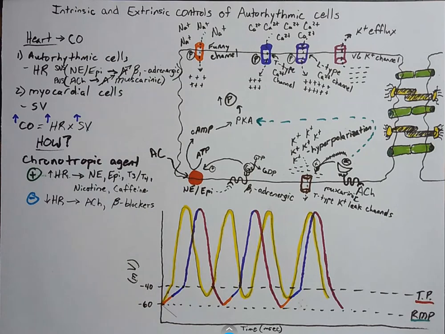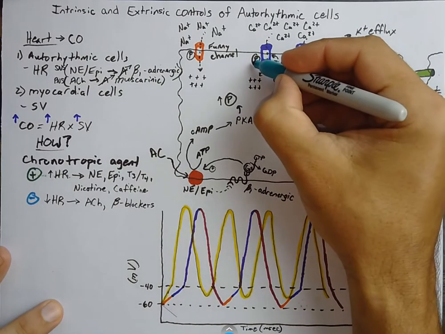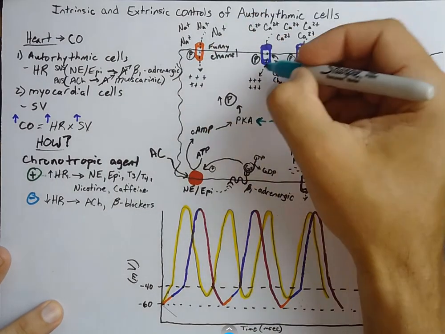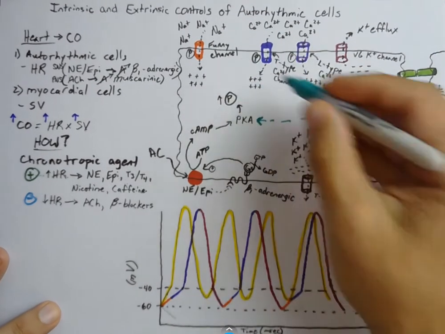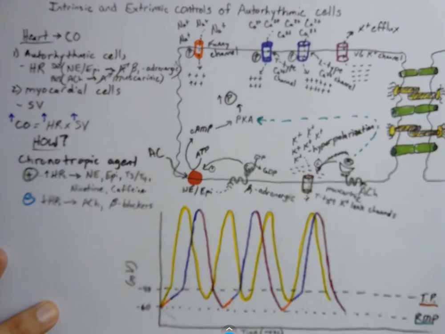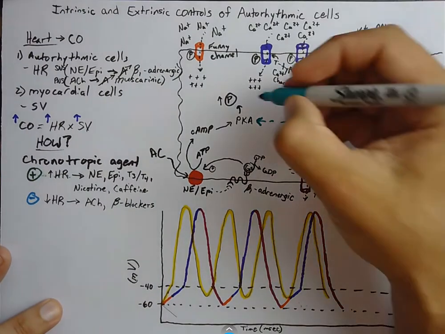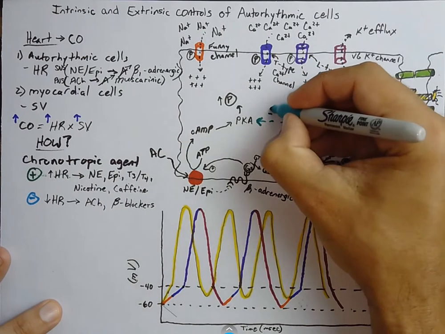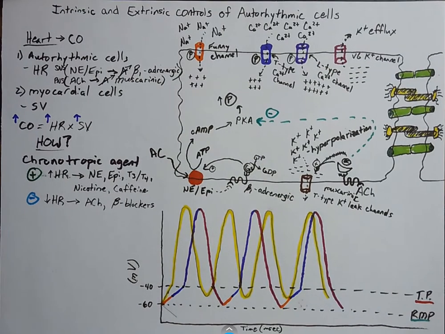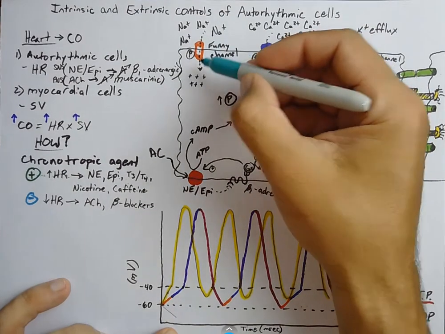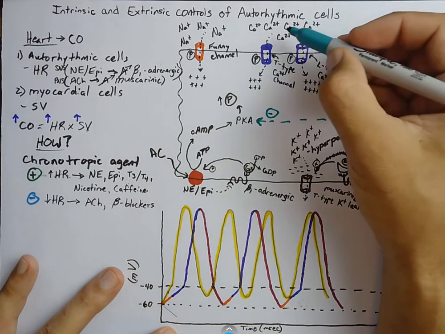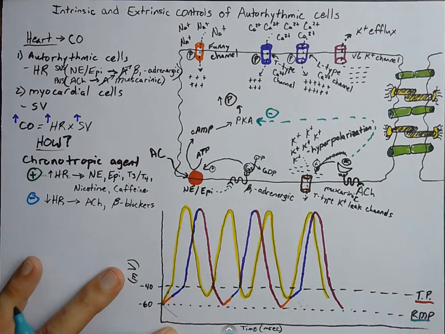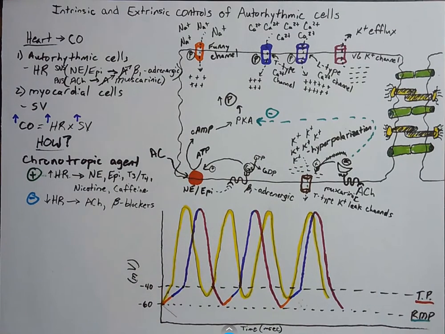And it's going to start to inhibit PKA, and as it does that, it's going to take away phosphorylation, right? It's going to take away phosphate groups from all of these channels. And as it takes away those phosphate groups, what's going to end up happening to the speed that sodium can go through the funny channel? What's going to happen to the speed that calcium can go through that T-type calcium channel? They're both going to slow down.